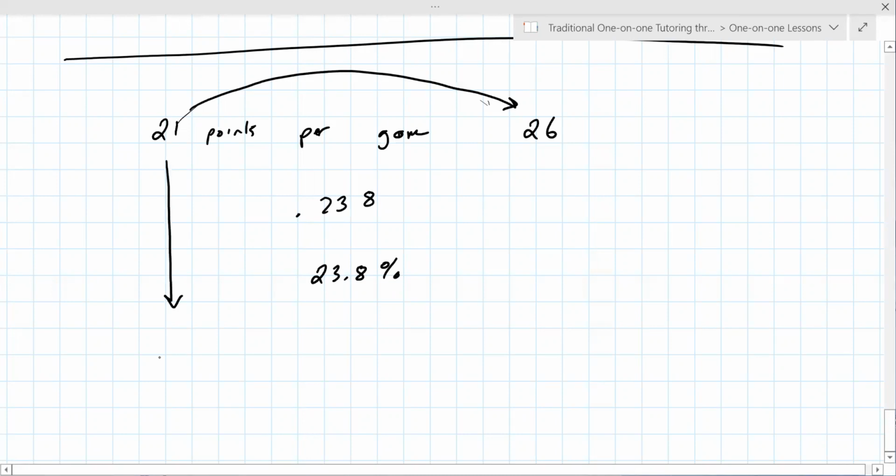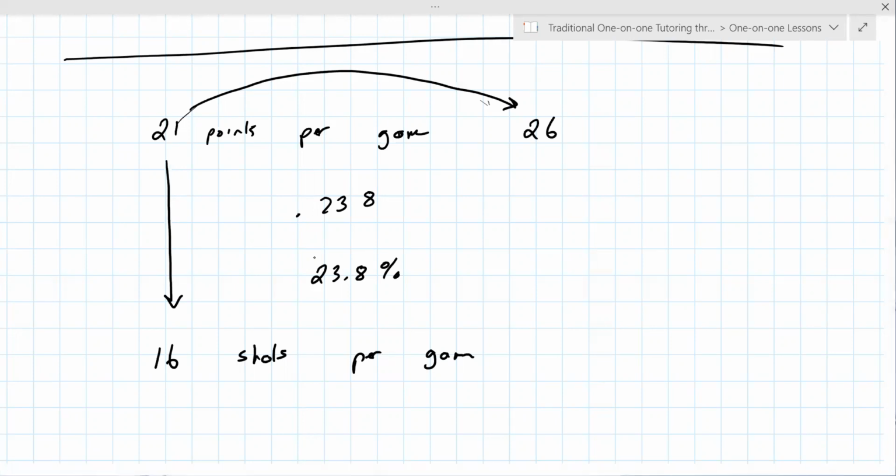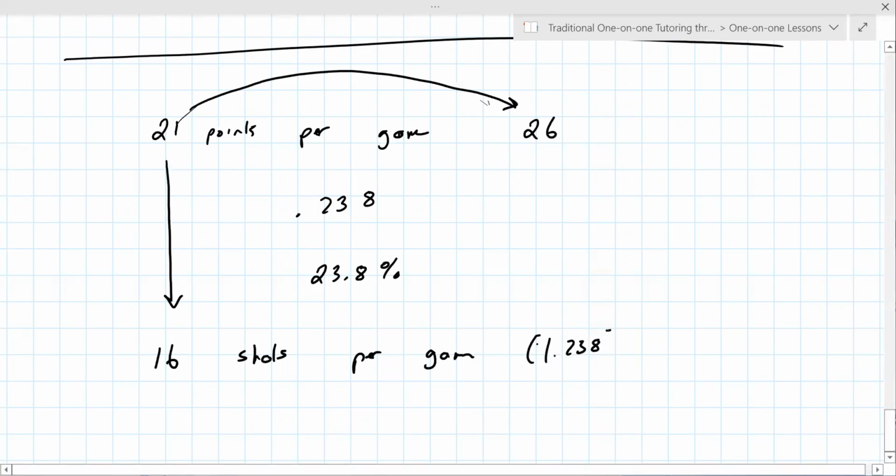Do you know how many shots per game you were taking to score 21 points? 16. Okay. So what do you multiply 16 by to figure out how many new shots per game you're going to have to take? That percent, 23. But if you multiply 16 by 23, it's going to get smaller. So what do you need to do to 23? You have to multiply by 1.238. Yep, it's 19.808. So about 20 shots per game.